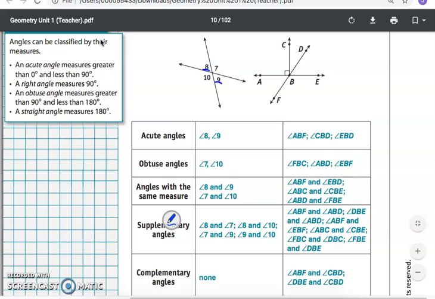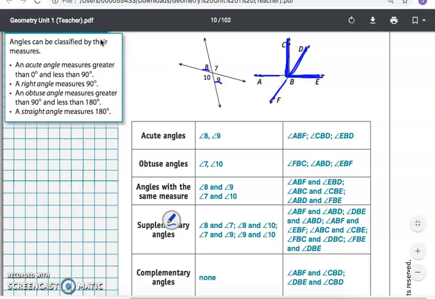Complementary, there are not too many of these. You've got ABF and CBD. Now that one might be a little bit tricky to see why those are complementary, but if you look at the other pair, it'll make more sense. So let's look at DBE and CBD. These two are complementary because they form this 90-degree angle right here, right?